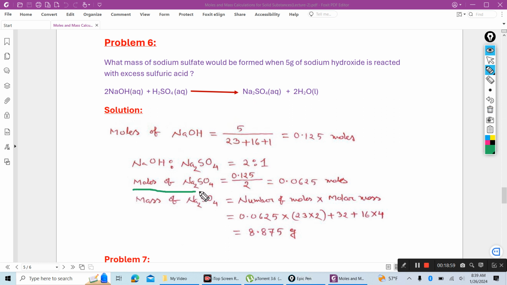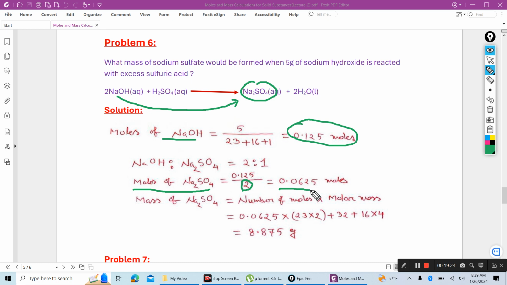Now moles of sodium sulfate, here this is the moles of sodium hydroxide, so 0.125 divided by 2. Why divided by 2? Because sodium sulfate mole is half of moles of sodium hydroxide. We get 0.0625 moles.